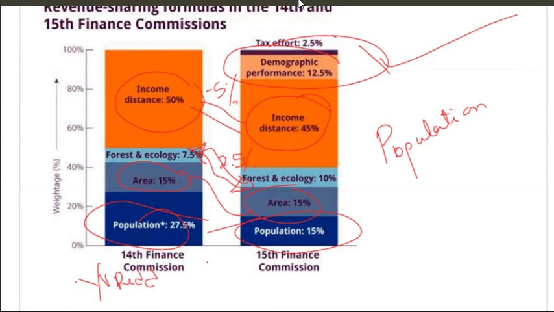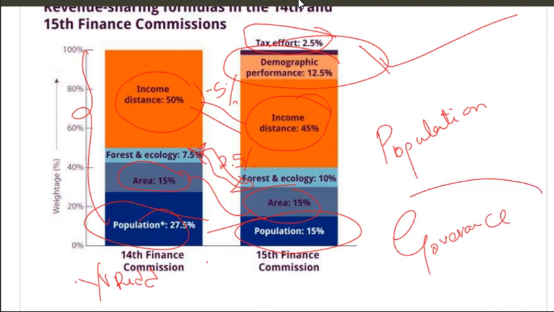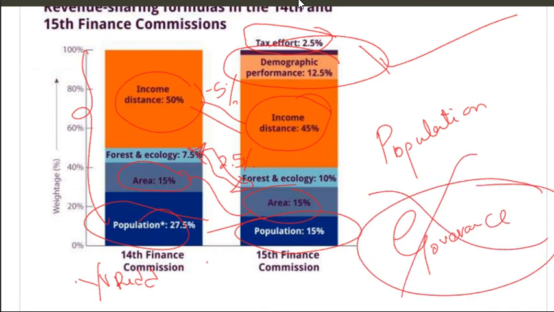Even they introduced this tax effort, which was not present earlier, because they want to change the governance in the states. How are they doing it? Through finances, by putting some stress on these finances. This is how they are trying to bring a change.